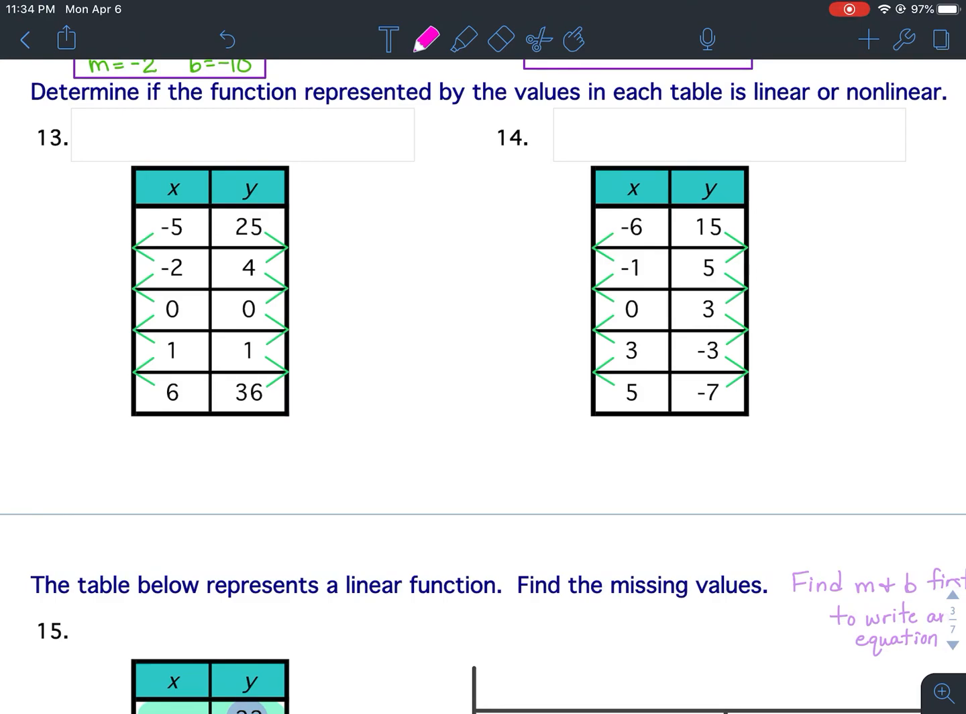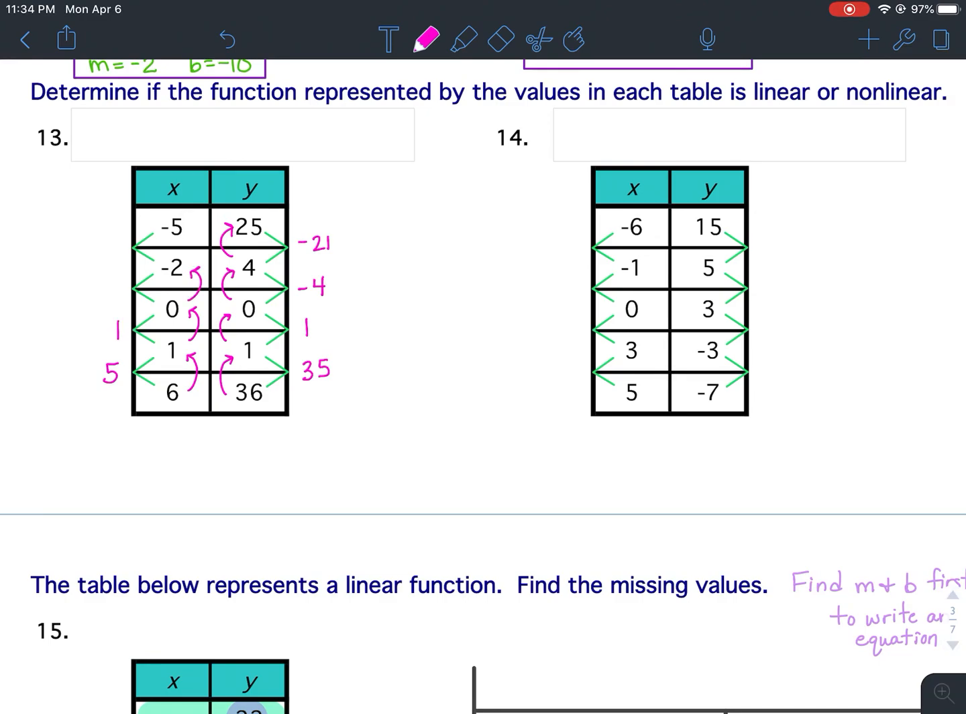So we're going to do this. We're going to start by subtracting from the bottom up. So I'm going to take 36 minus 1 to get 35. 1 minus 0 to get 1. 0 minus 4 would be negative 4. 4 minus 25 would be negative 21. 6 minus 1 is 5. 1 minus 0 is 1.